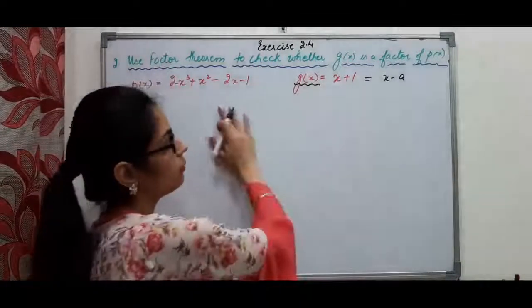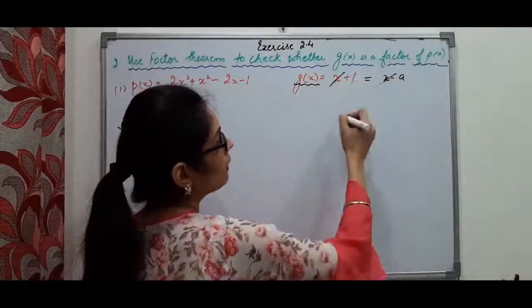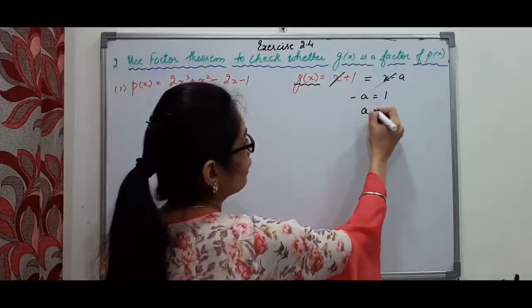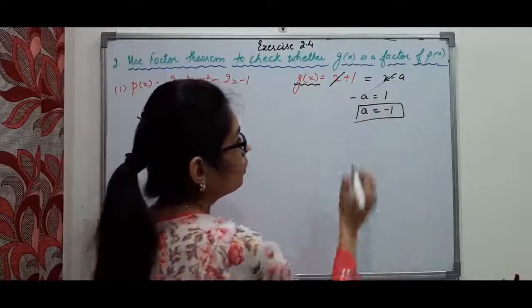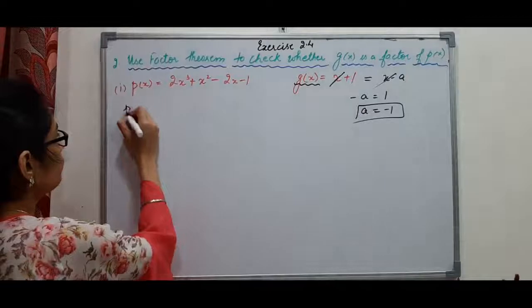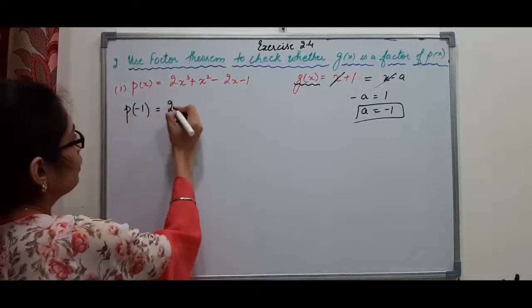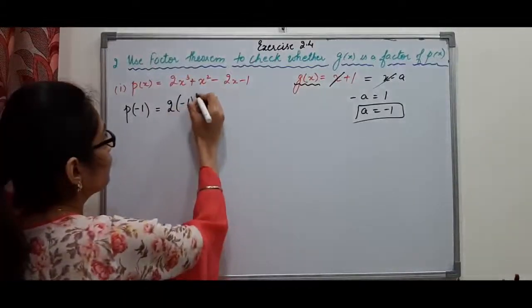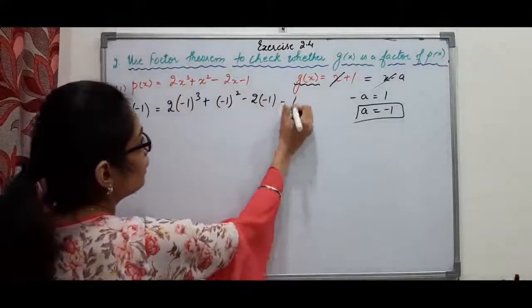So from here we will find the value of a. x and x will get cancelled. So minus a is equal to 1. So I can also write a is equal to minus 1. So I got the value of a. Now let's find p of a, which is p of minus 1. So in place of x you have to write minus 1 now. Minus 1 cube plus minus 1 square minus 2 into minus 1 minus 1.